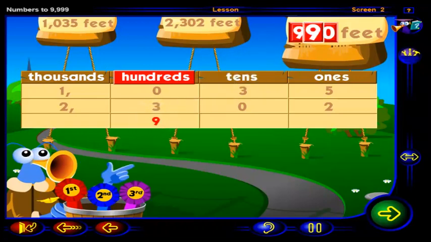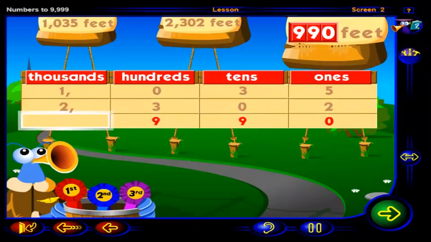This 9 shows 9 tens. So we put 9 here in the tens place. There are 0 ones in this number. So we put 0 here in the ones place. Now we can see that 990 has no thousands.